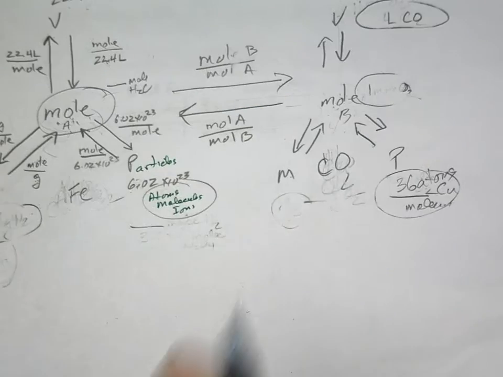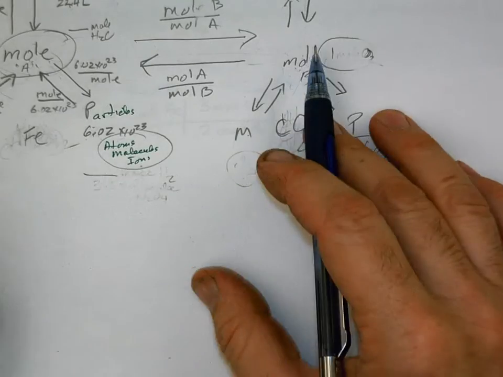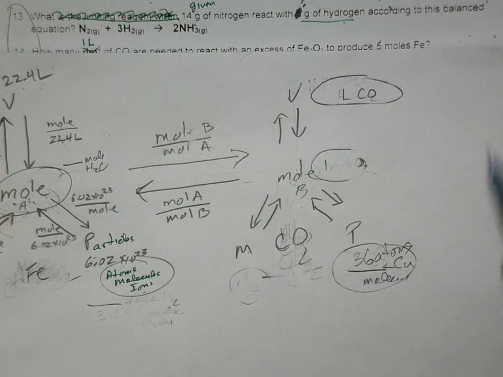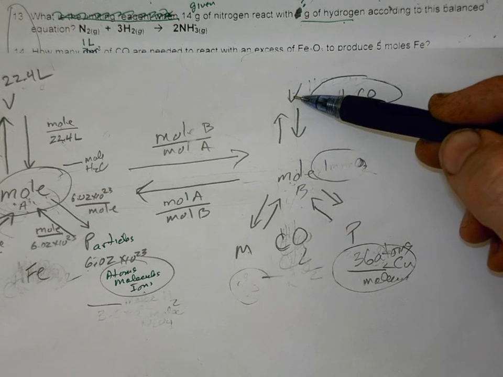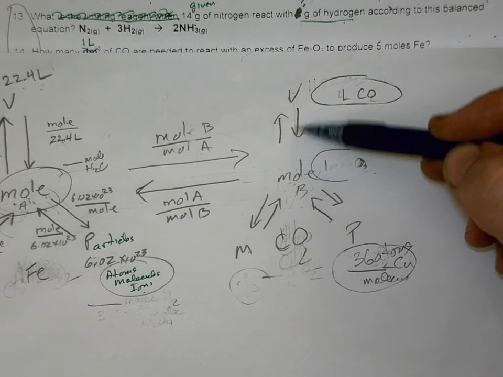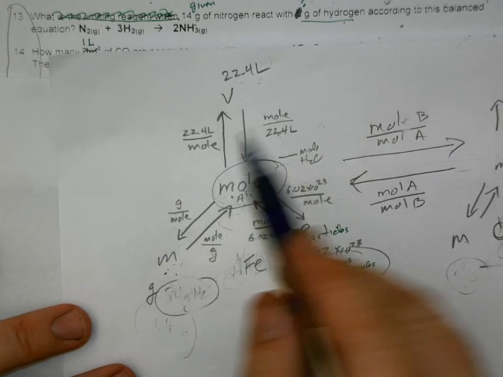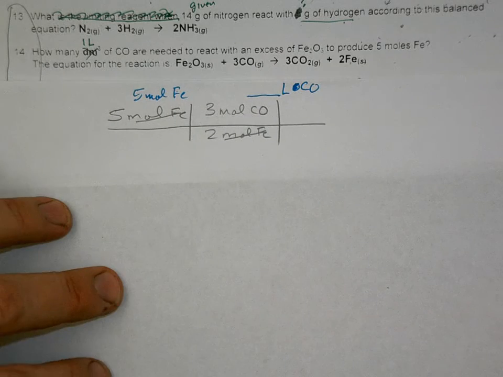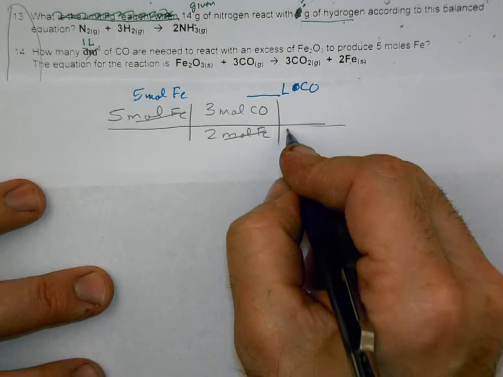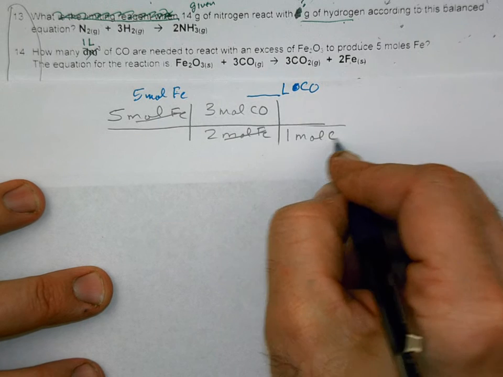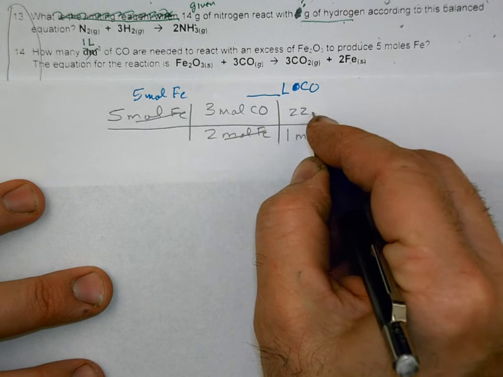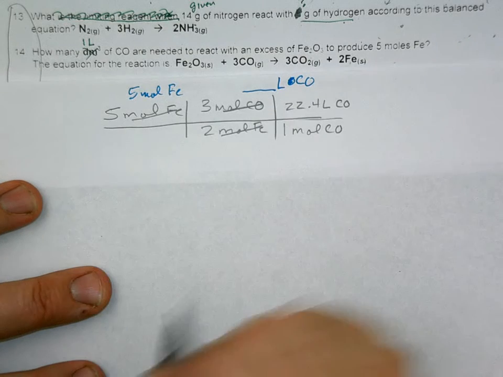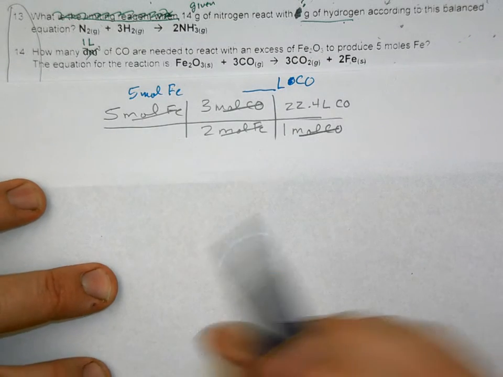So in our problem, we are now right over here. We've gone from the mole to the mole of carbon monoxide. Now we just need to multiply, because whenever we go away from the mole, we're multiplying. In this case, we're multiplying by 22.4 liters per mole. So we say 1 mole of carbon monoxide is 22.4 liters of carbon monoxide. This will cancel, and this will cancel.